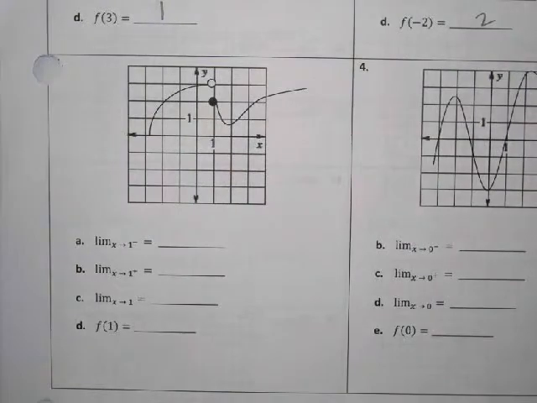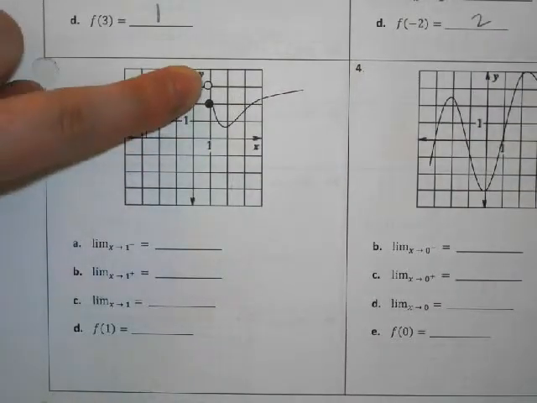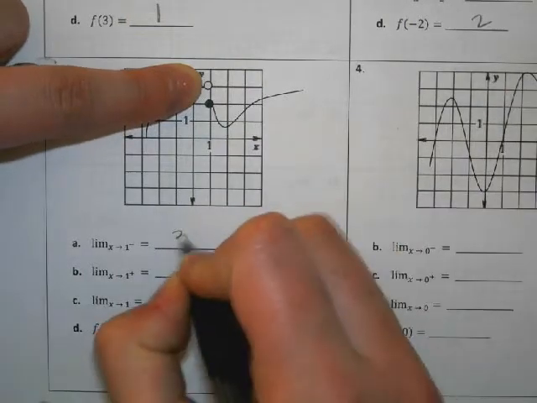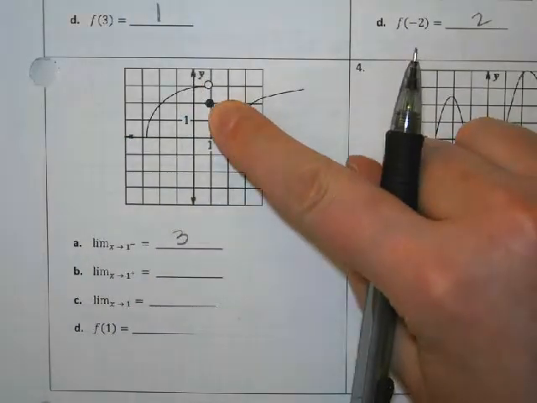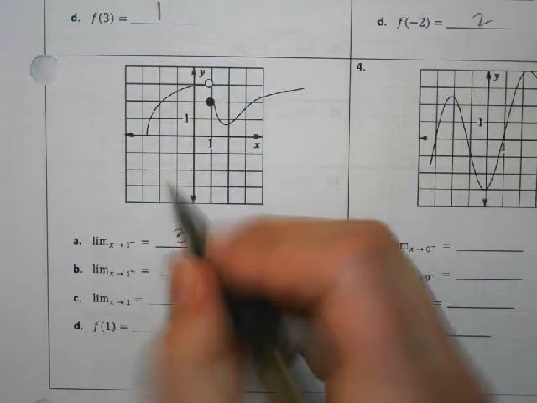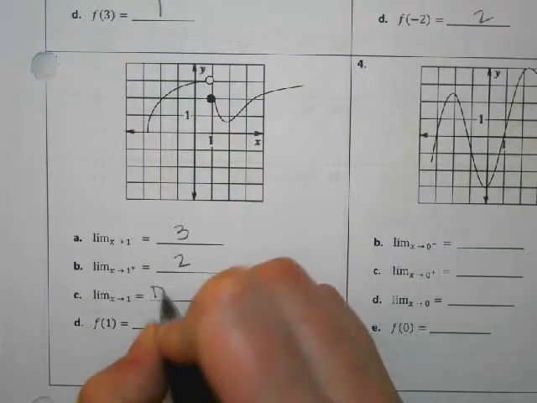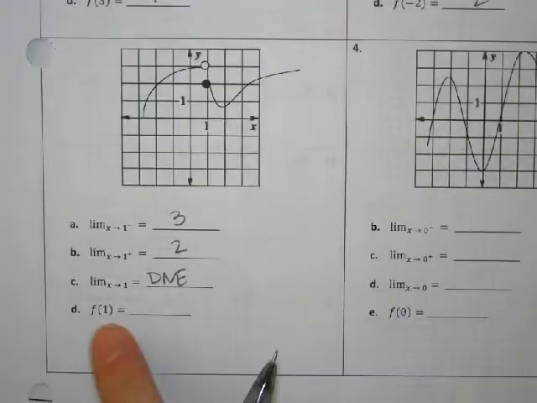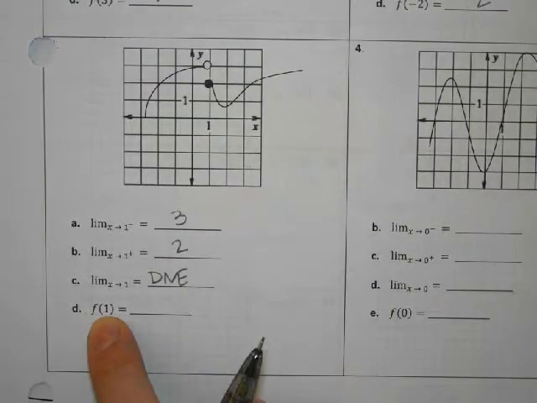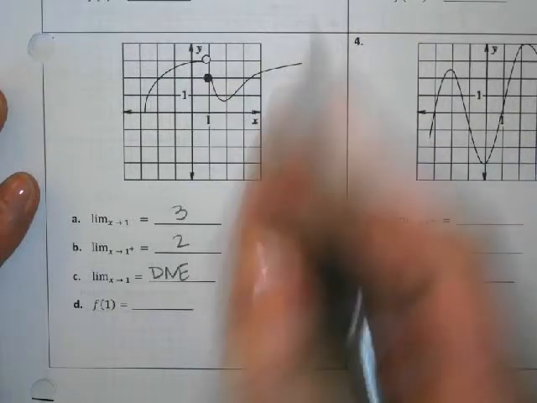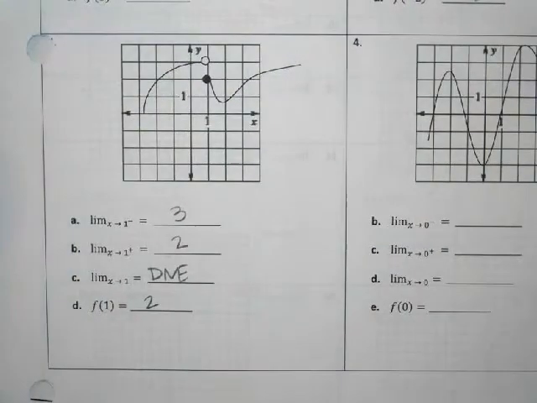All right, so on number 3, what do we see from the left side? A y value of 3. What do we see from the right side? Y value of 2. What's our conclusion? Does not exist. Now, you can actually plug in 1 and you can get an answer, and what would the answer have been? 2, because there's a filled in dot right there. So the answer would have been a 2.